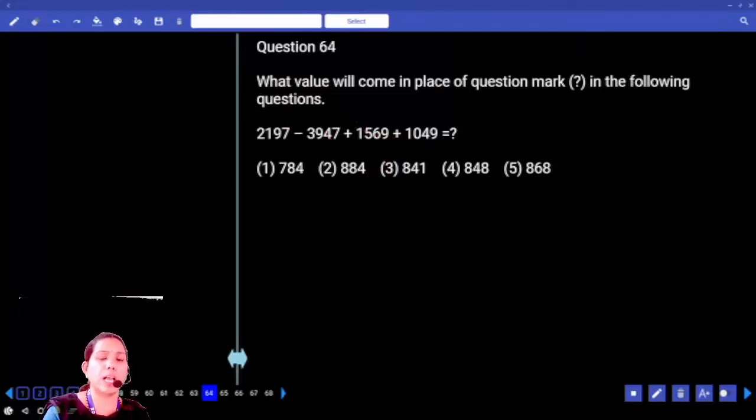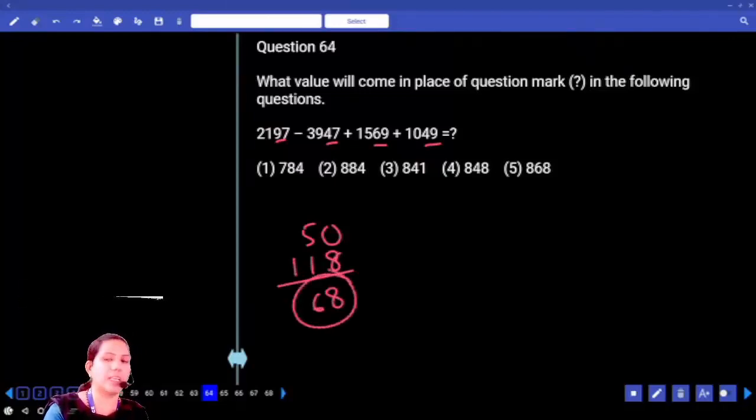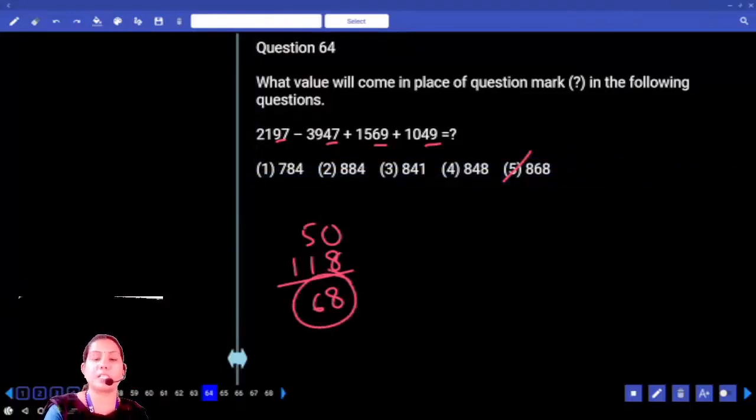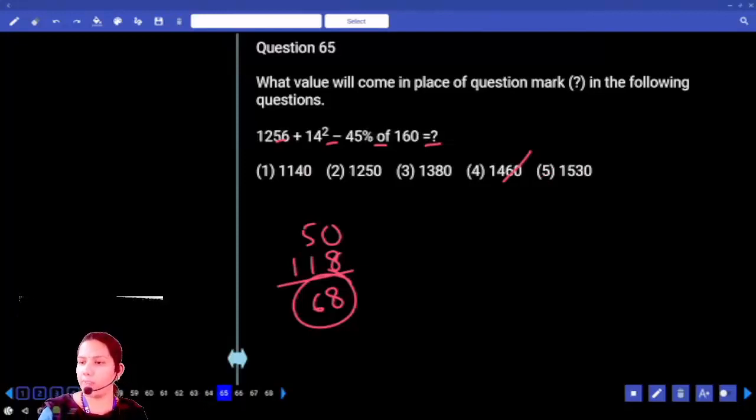Question 64. The unit digits are not different, so we have to check the last two digits. What is 97 minus 47? 50. 50, 69 and 49 value. 60 plus 40, 100 and 18. 118. What are the last two digits? 68. How many options end with 68? Only one, the fifth option, 868. Last two digits verification. The unit digits were not different, but we checked the last two digits. Okay. Next question number 65.